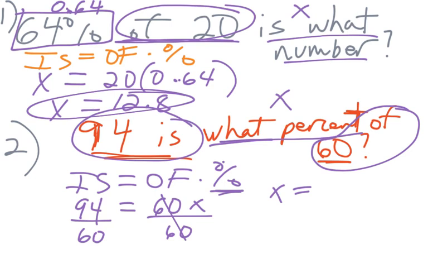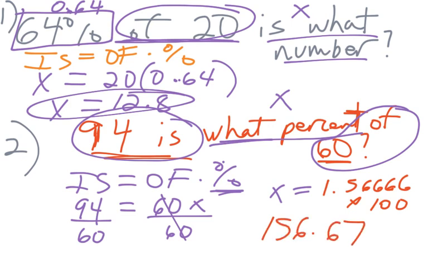And I got 1.566 repeating, okay? Because we have to make that a percent, that's a decimal, times by 100, and then you could round that to the nearest hundredths place. When you multiply that by 100, you get 156.67 if you round it to the nearest hundredth percent. Okay? So that's how you do these. So if you got both of those right, you're probably going to be in great shape.